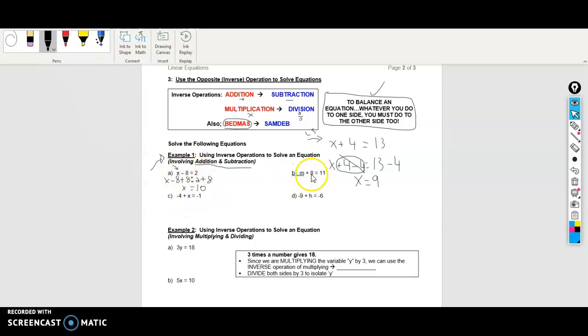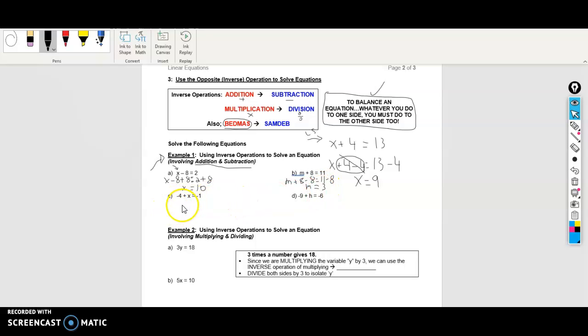Let's try b over here. So the inverse of adding 8 this time is taking away 8. So we have m plus 8, take away 8, is equal to 11. Since we took away 8 on the left side, we need to do the same thing on the right side, minus 8. 8 minus 8 is 0, so we have m is equal to 11 minus 8, which is 3.